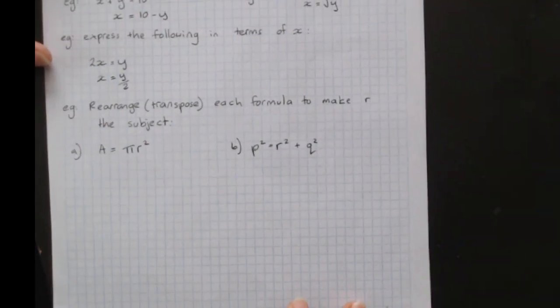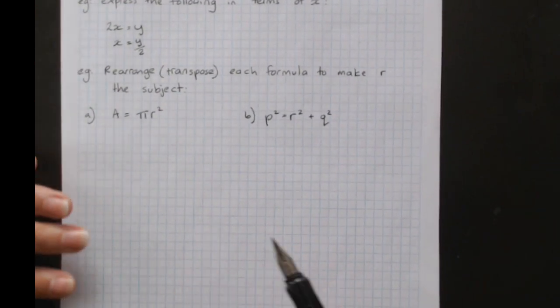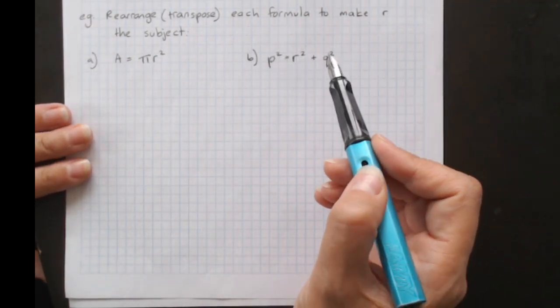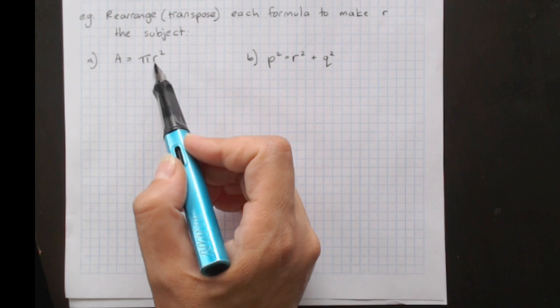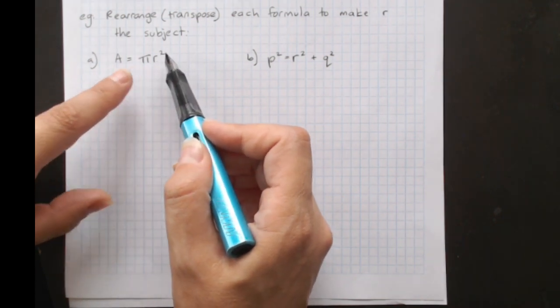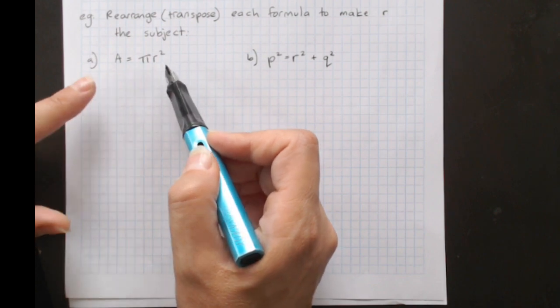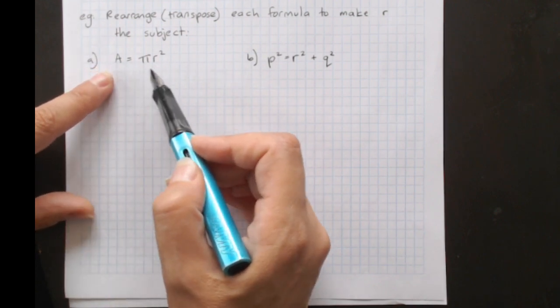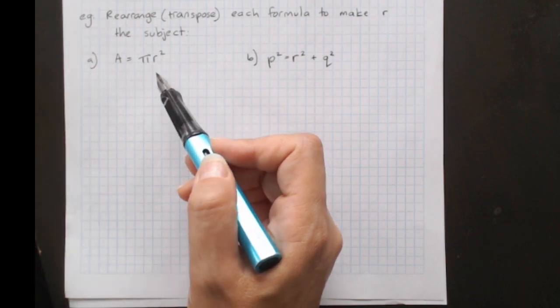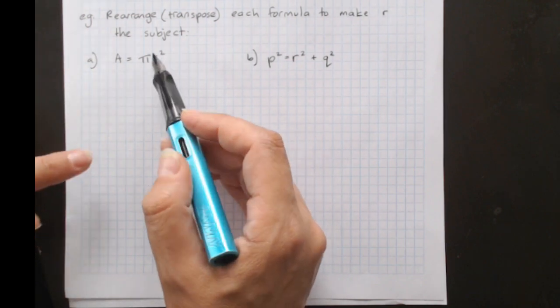Here, I've got something under that. Sorry, just clearing up. Rearrange, sometimes called transposing, each formula to make R the subject. So basically we've got to start with R, work out what was done to it, and reverse that. So this is the area formula for a circle, and we're actually going to rearrange it to have the radius formula if we knew the area.